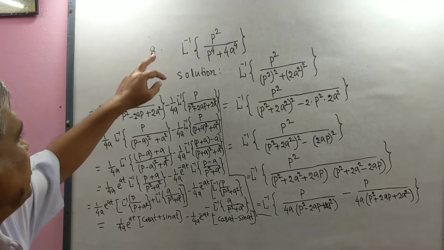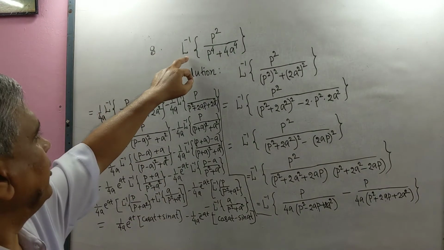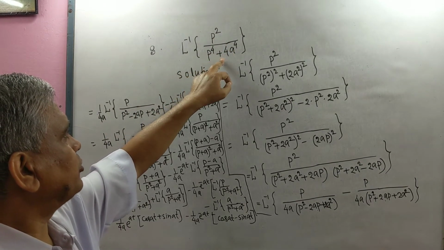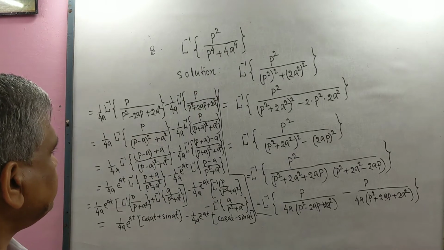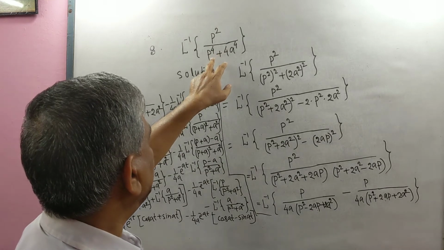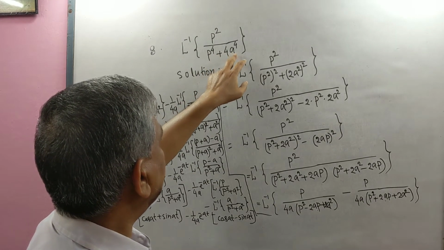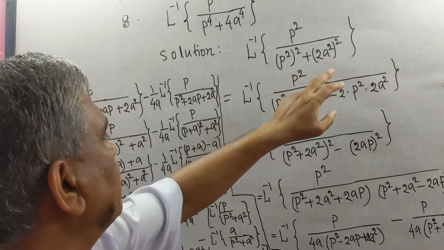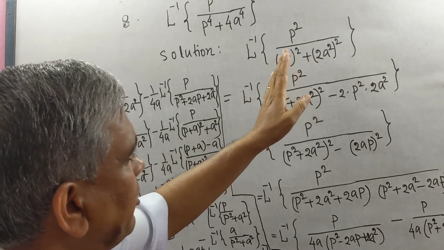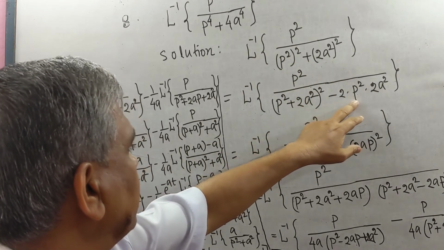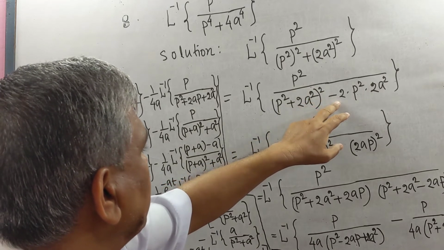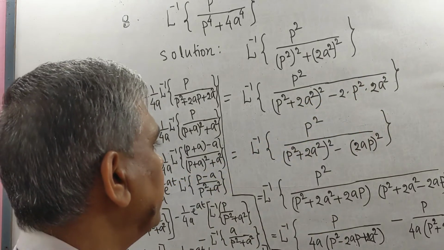Now we solve problem number 8, which is L inverse of p square by p to the power 4 plus 4a to the power 4. Solution. This equals p to the power 4 plus 2a square whole square here. So we use the formula a square plus b square equals a plus b whole square minus 2ab. So p square plus 2a square whole square minus 2p square into 2a square.